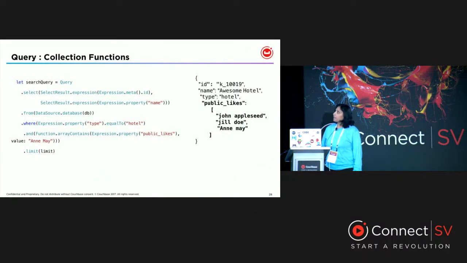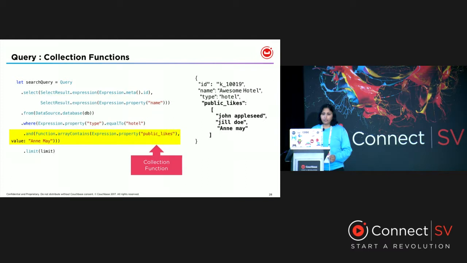Collections. Now let's consider the example over there, right? You have a document, a very simple document of type hotel. It includes an array, a nested array, public likes. Now, what if we want to query all the such documents of type hotel, but you're only interested in documents where the public likes array contains a specific value? And you can do that using the array contains function.